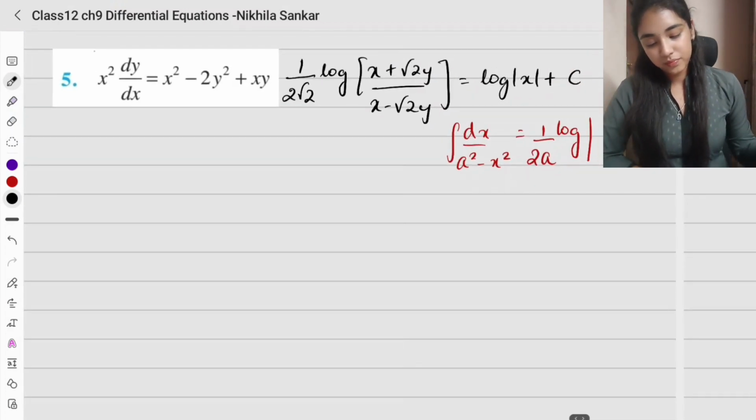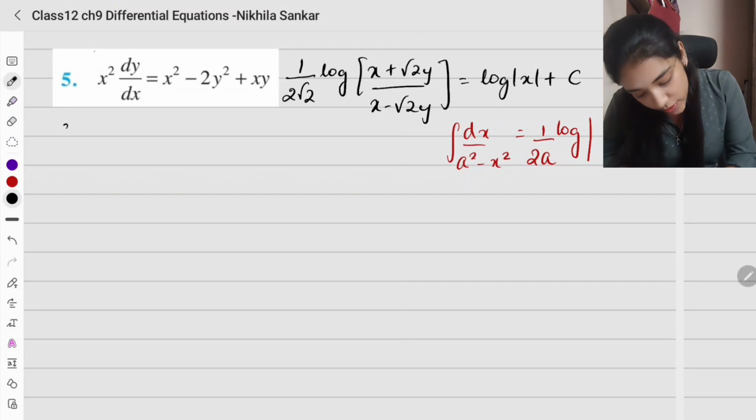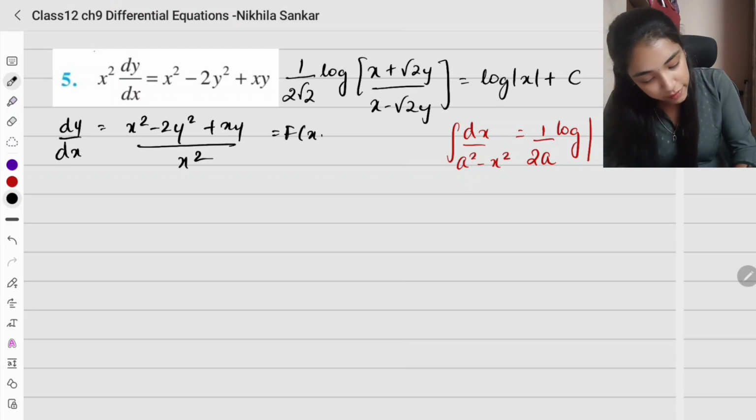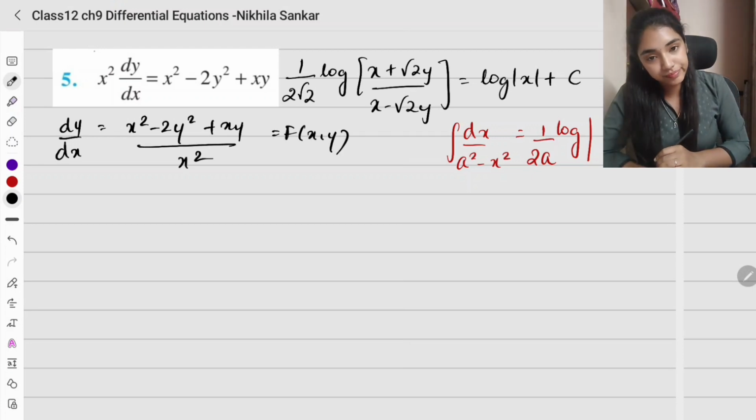Question number 5. Again, dy by dx on one side. So I'll have dy by dx equals (x square minus 2y square plus xy) divided by x square. This is my f of x comma y.